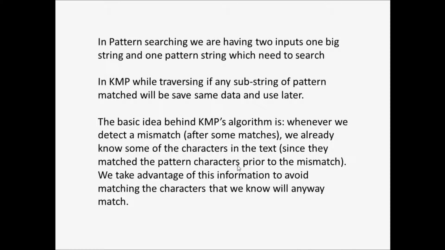In pattern searching, we have two inputs. One is a big string and another is the pattern string which we need to search. In KMP, while traversing, if any substring of the pattern matched, we save that data and use it later. The basic idea behind KMP is whenever we detect a mismatch after some matches, we already know some of the characters in the text. Since they matched the pattern characters prior to the mismatch, we take advantage of this information to avoid matching the characters that we know will anyway match.